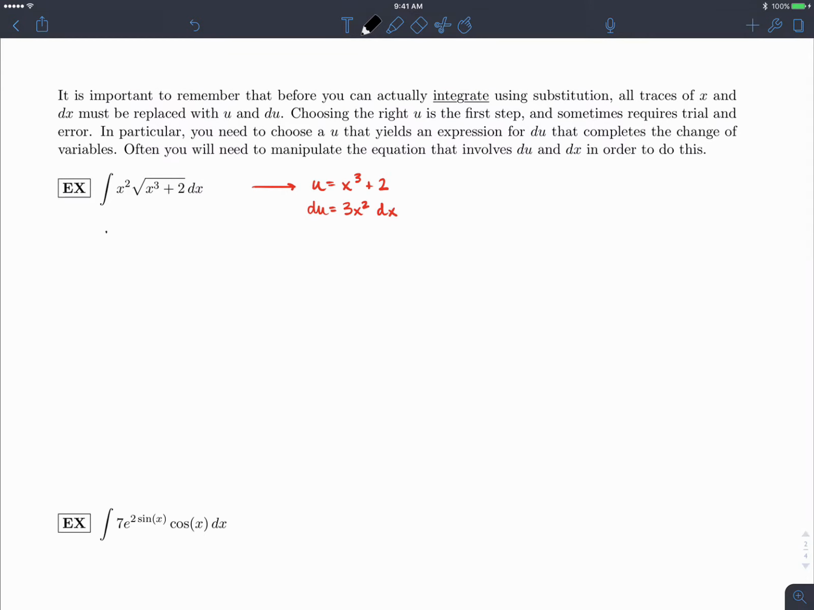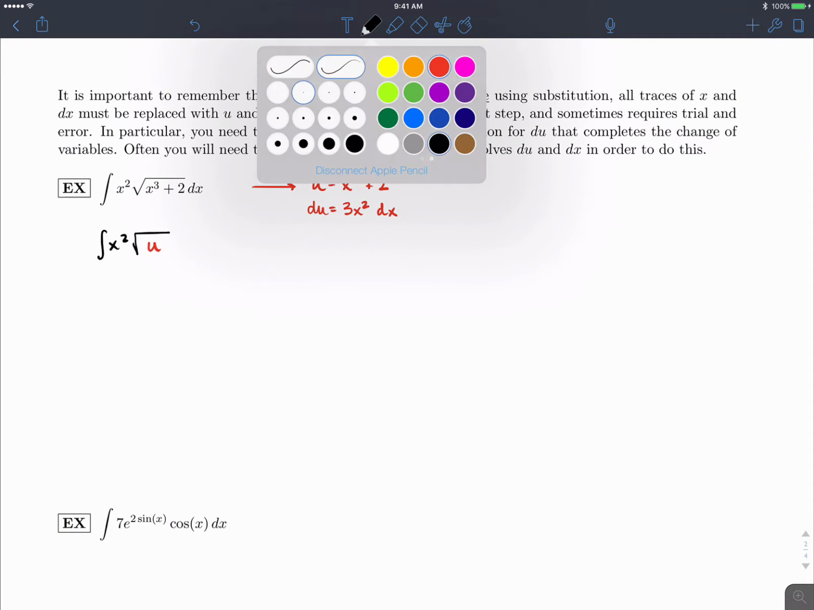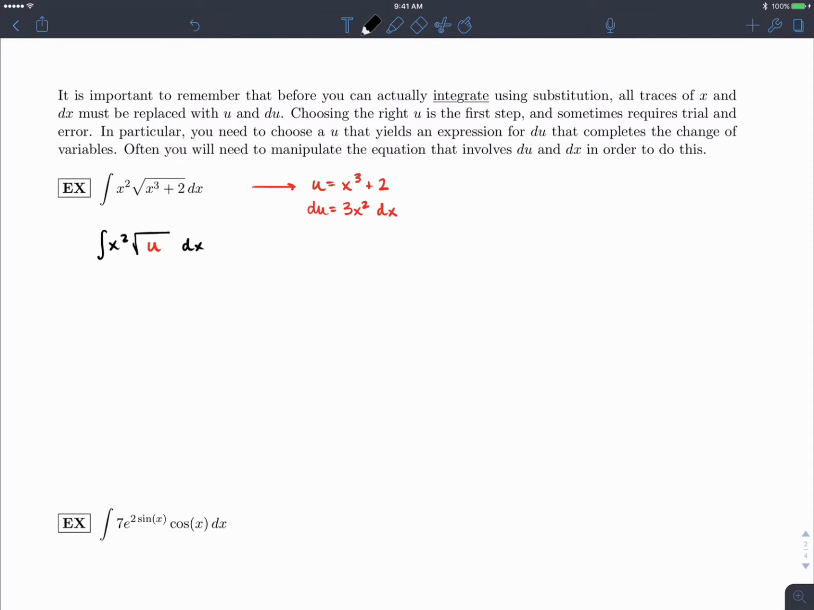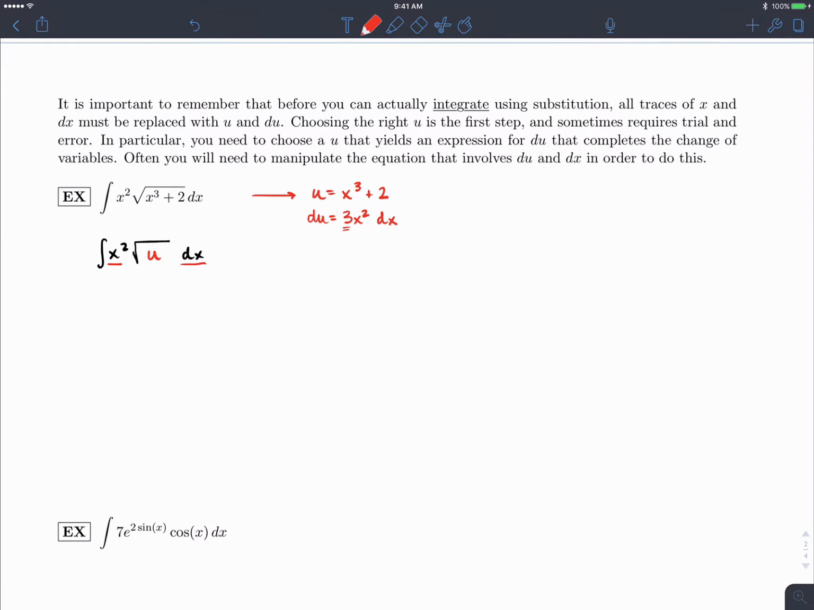Notice this is going to work out pretty nicely because if we were to restate this integral here, we've got the integral of x squared times the square root. Now we've replaced the x cubed plus 2 with a u, but we still have that x squared dx that we're going to need to get rid of. And if we go up to our du statement, we've got 3x squared dx. So it's almost perfect. It's just this 3 that's posing a little bit of a problem, but we can handle that easily.